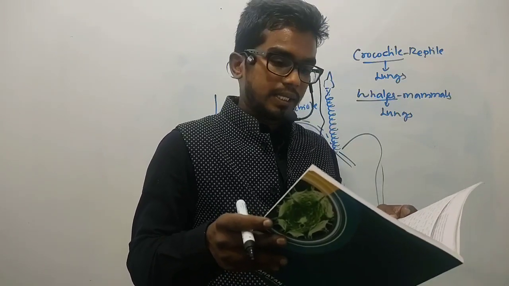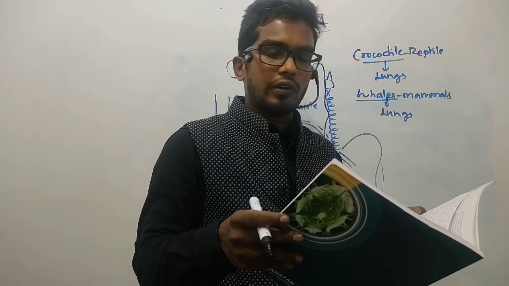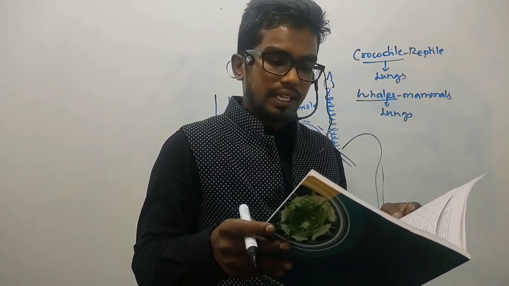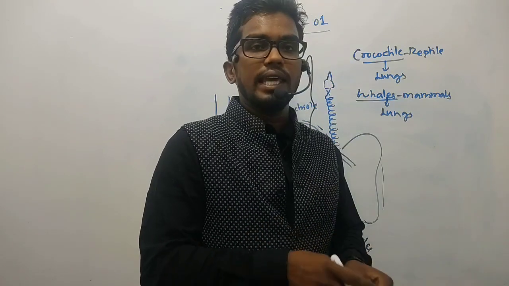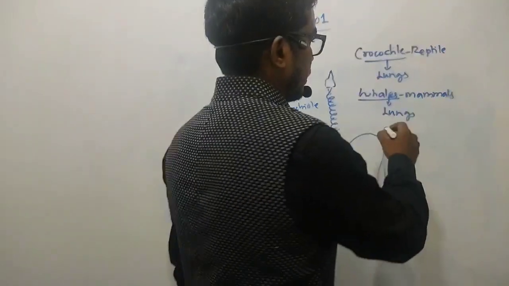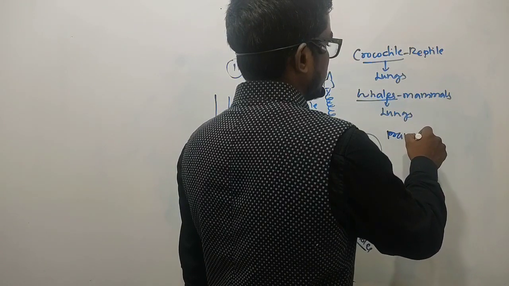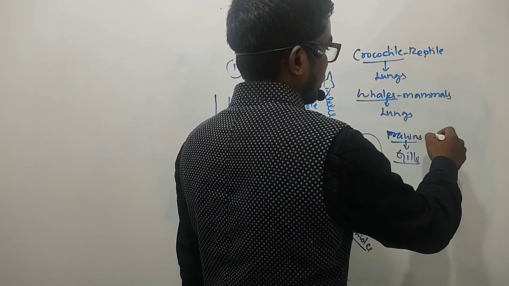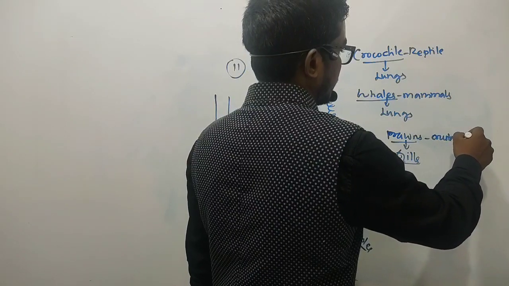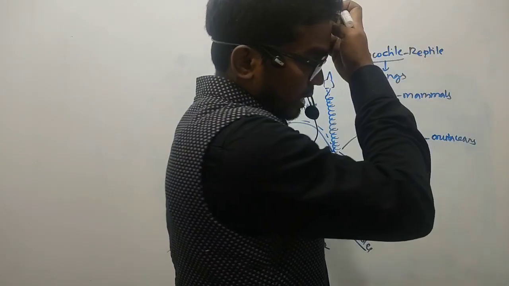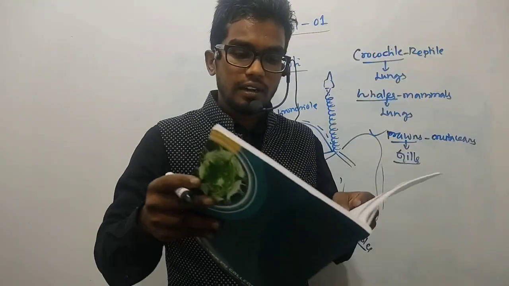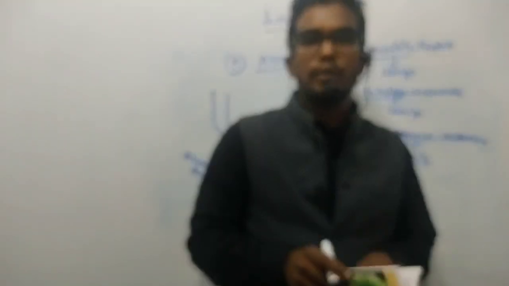Alright. So next we have the fourth option, prawn. Prawn is a crustacean, right? And definitely we know that in prawns the gills are the primary respiratory organs, and they are nothing but crustaceans, my friends. So the correct option you have to go for is option number 4, that is prawn.